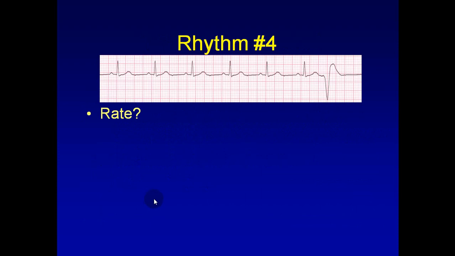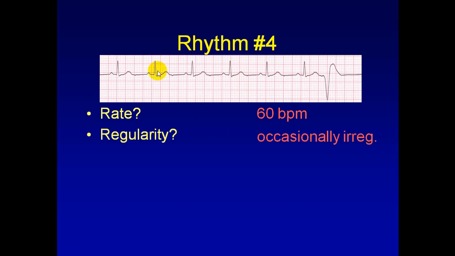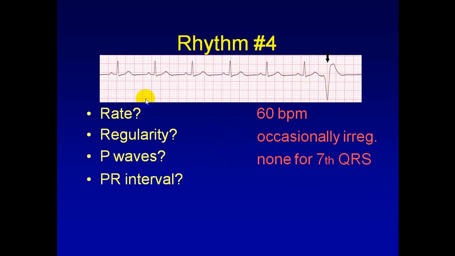Look at this ECG. The rate is 60 beats per minute: 5 big boxes, 300 over 5 is 60 beats per minute. Regularity is regular except this beat, occasionally irregular. The P wave is normal except in this beat, in none of the 7 QRS complexes. The PR interval we can measure, it is normal, but we cannot measure it in this beat. QRS duration is normal in shape, but it is different in this beat.